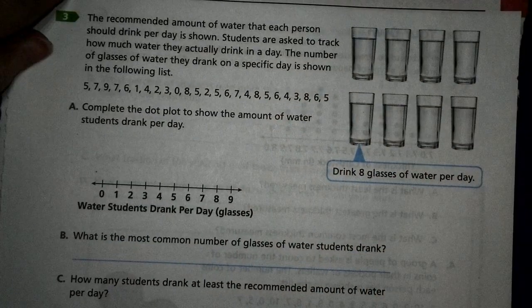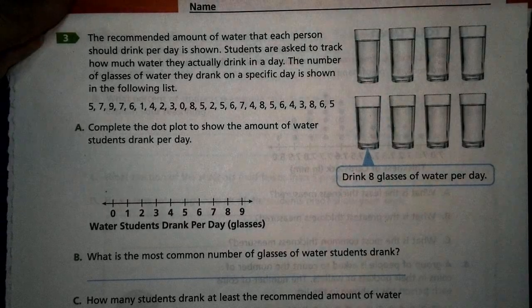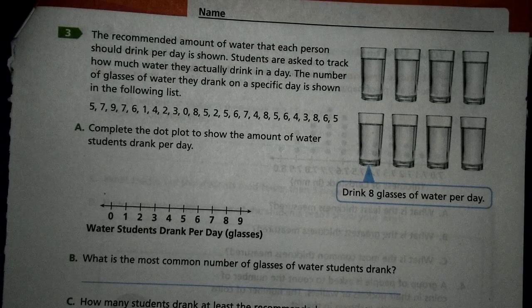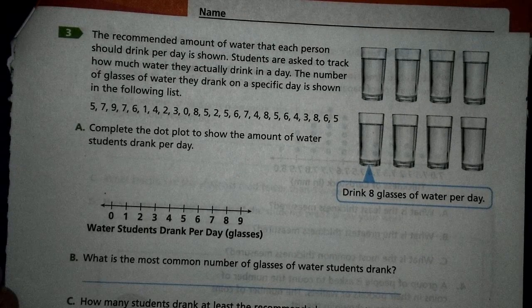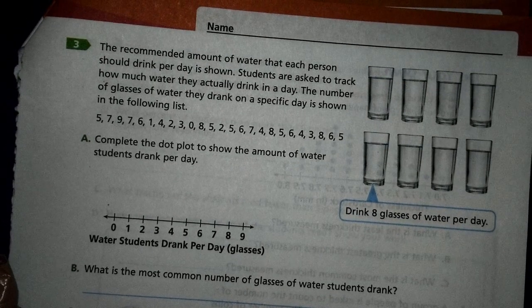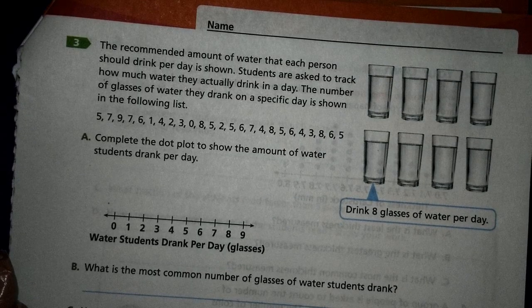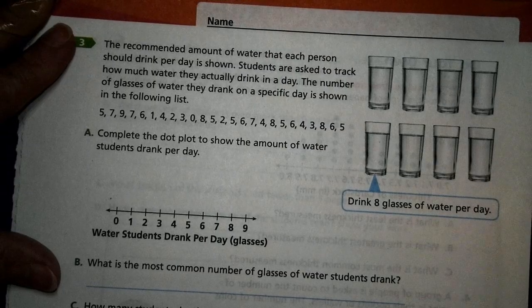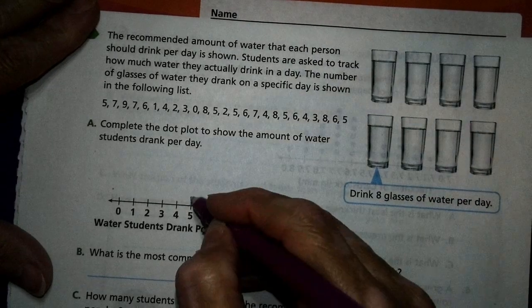All right, number 3 says the recommended amount of water that each person should drink per day is shown. Students are asked to track how much water they actually drink in a day. The number of glasses of water they drink on a specific day is shown in the list. Complete the dot plot. All right, so once again, we're going to put the dots. I'm going to mark them off as we go.